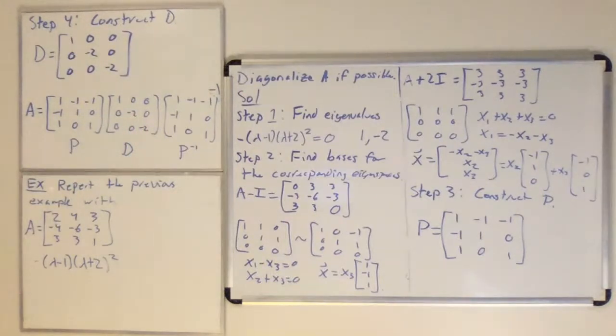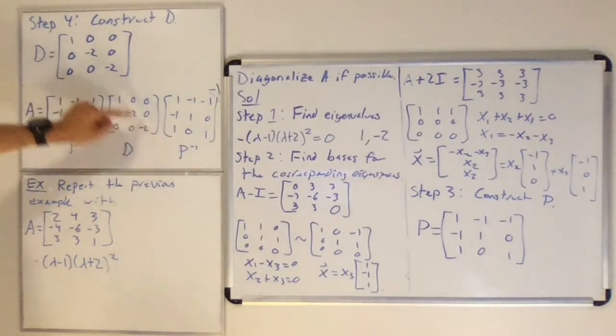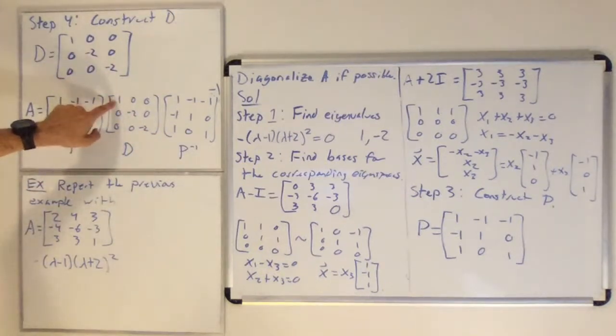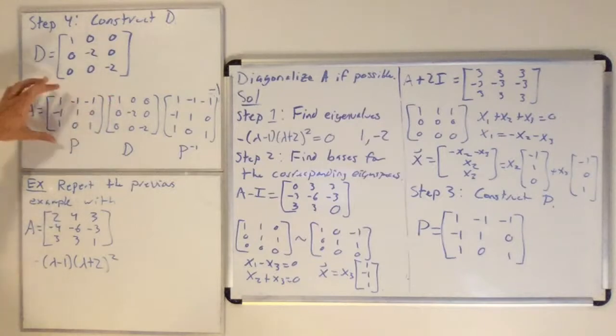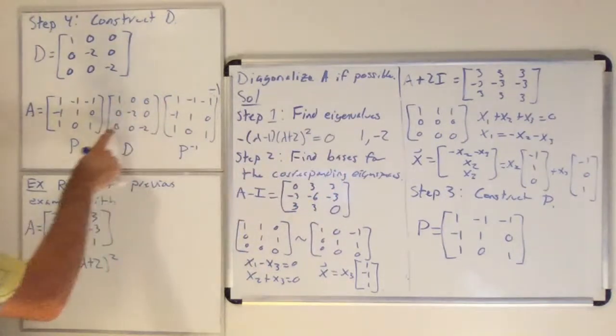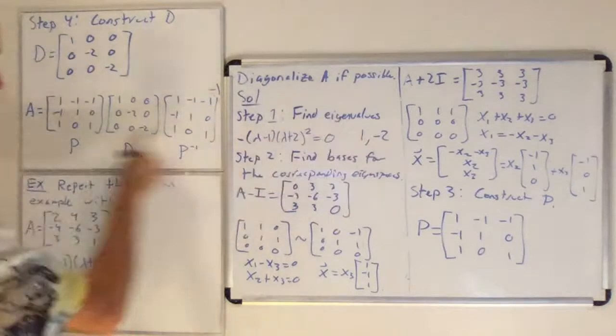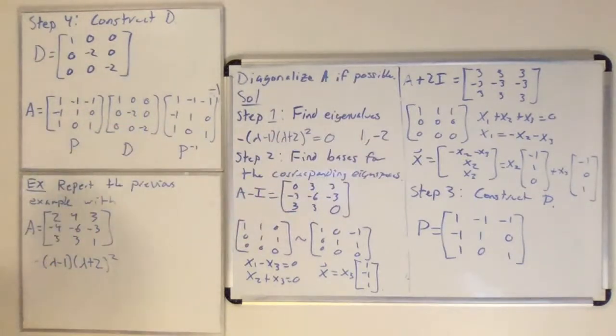Can you remind me how to construct D? Yeah, you just read off. It's going to be a diagonal matrix, so the entries are only along the diagonal, and they're just the eigenvalues. So what was the eigenvalue corresponding to this vector? That was lambda equals 1, so we put a 1 here. What was the eigenvalue corresponding to the other two vectors? It was -2, so we put -2s along the diagonal.